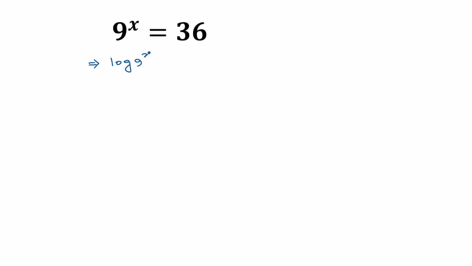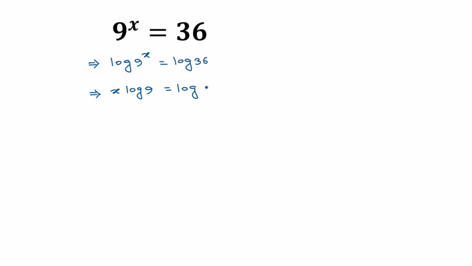So 9 to the power x is equal to, right side will be log of this 36. Applying the formula log a to the power b is equal to b times log a, we can write the left side as x times log of 9. So x log 9 is equal to log of 36.